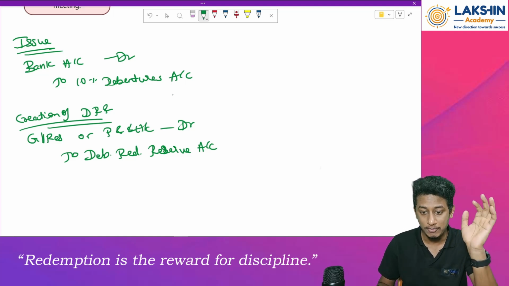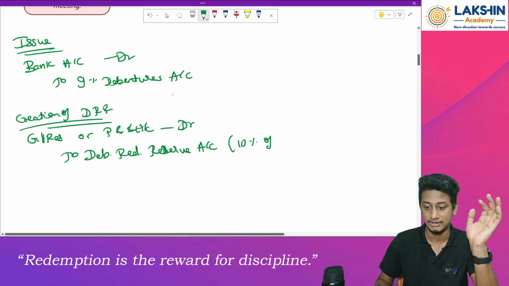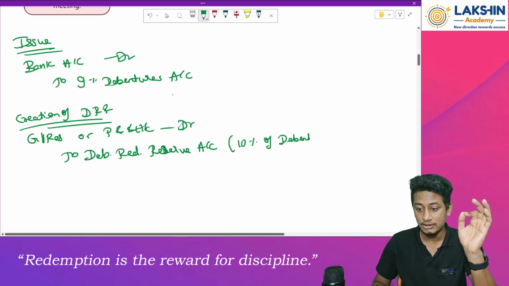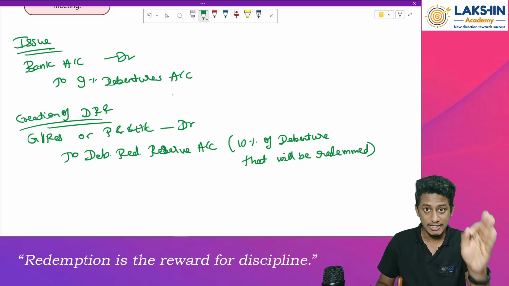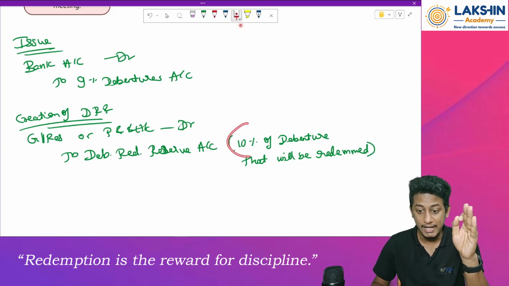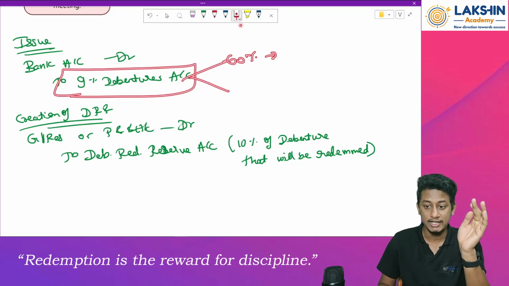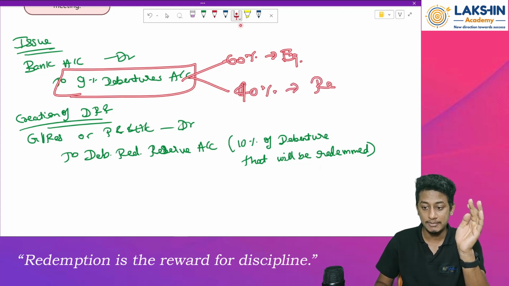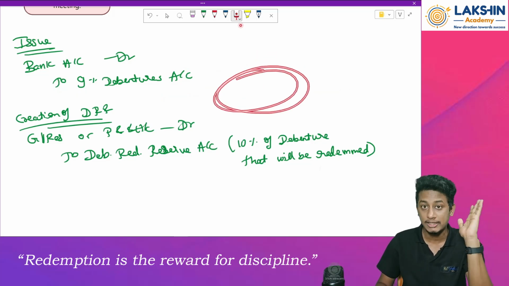So how much will this amount be? This will be 10% of, or else let's do this, let's make it 9%. Okay. So 10% of the debentures that will be redeemed. Clear? However much of the debentures are going to be redeemed, on that value you will multiply 10%. Let us say out of all of this, 60% is converted to equity shares, whereas the remaining 40% will be redeemed. So on which amount will you create the reserve? On 40% only, not on the 60%.